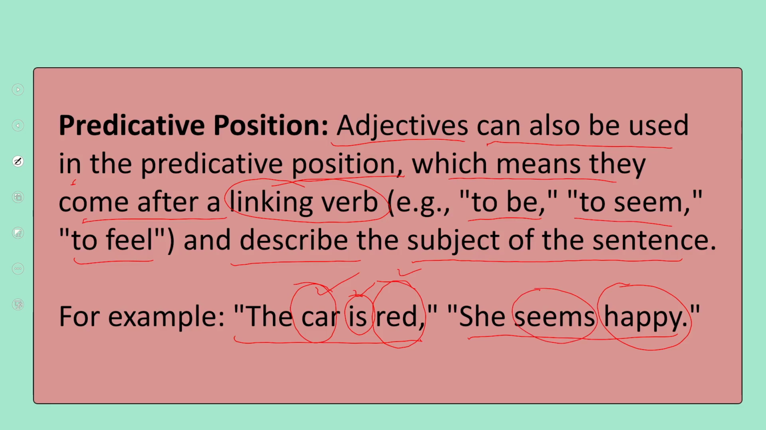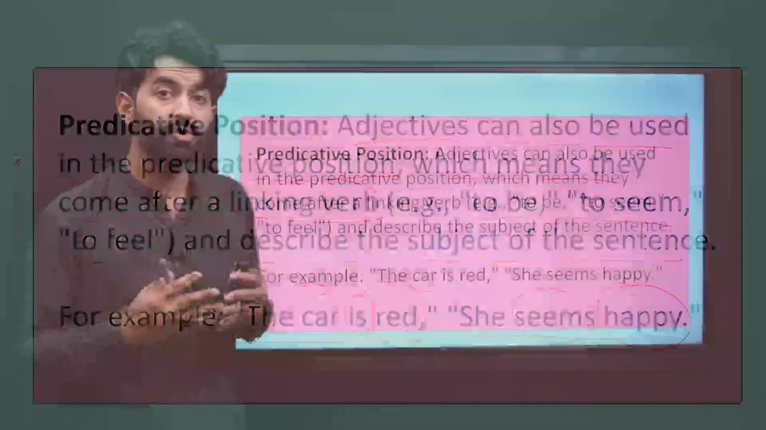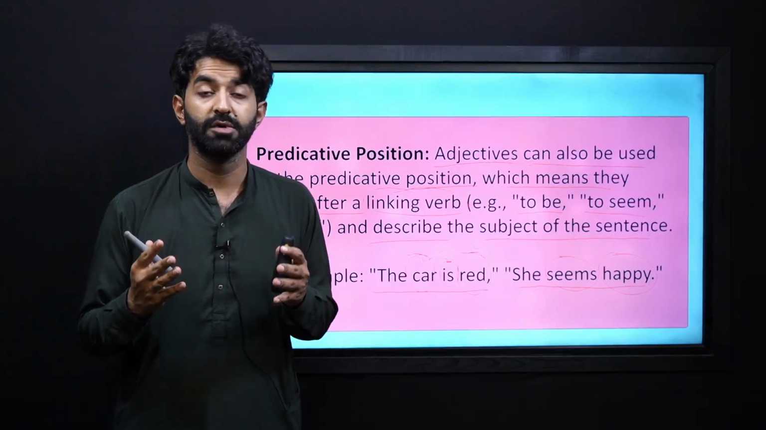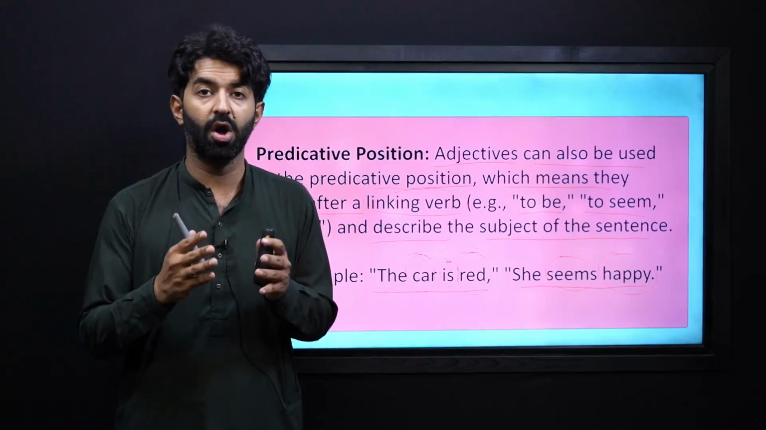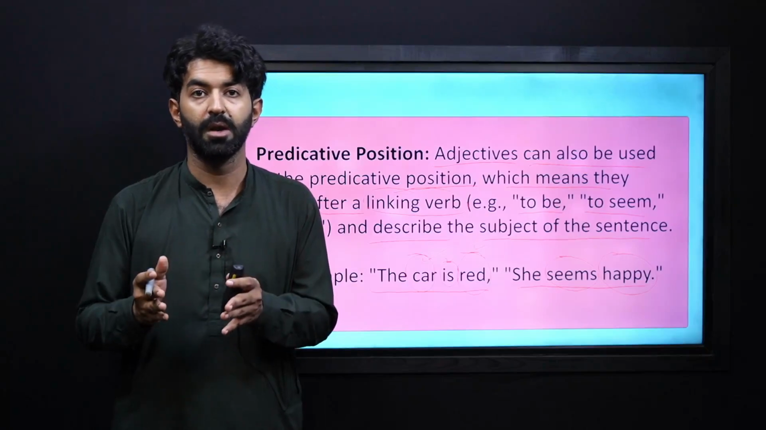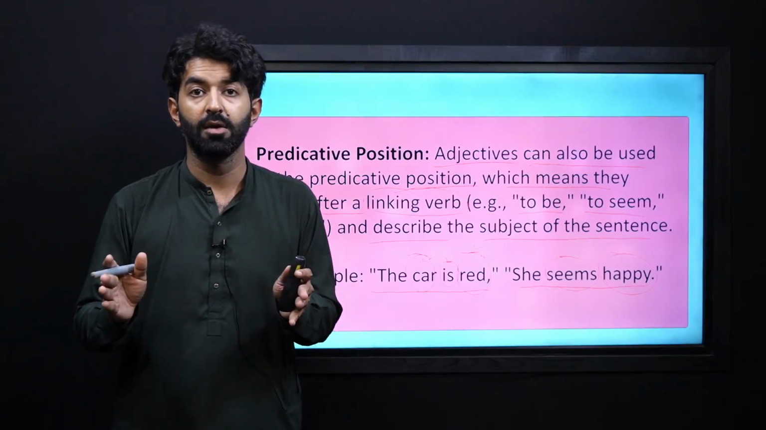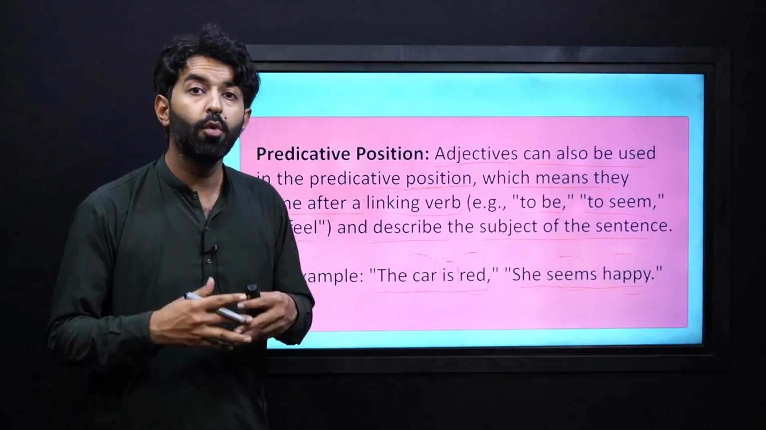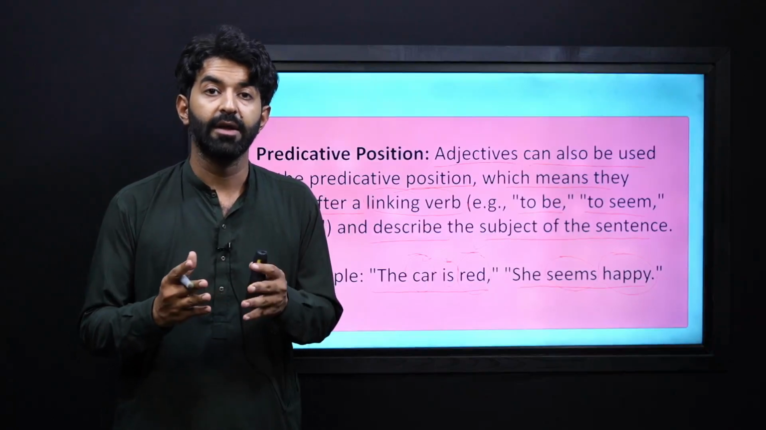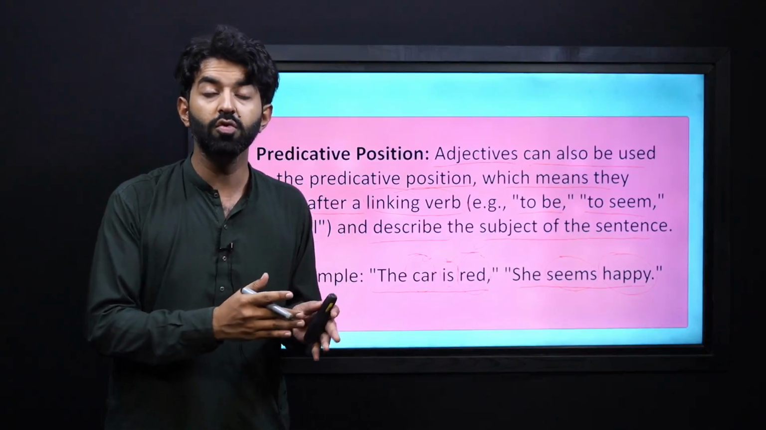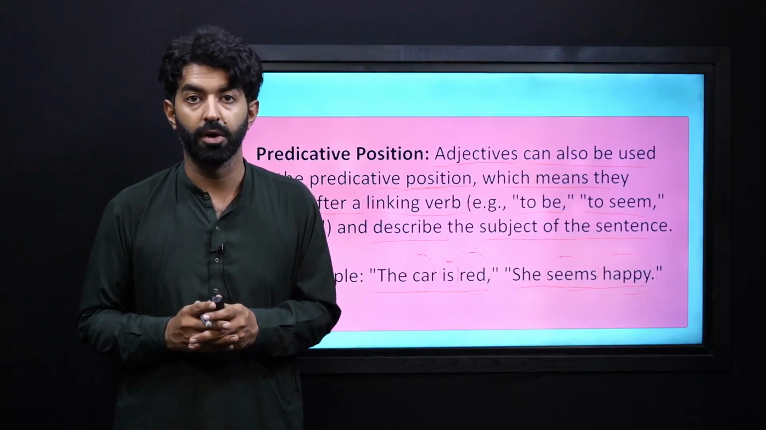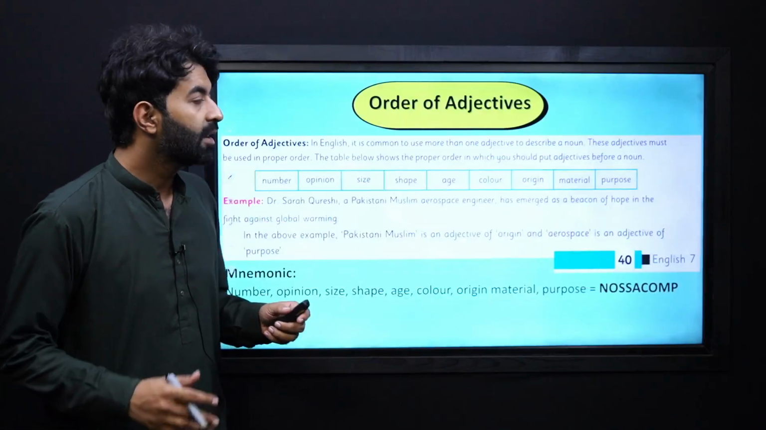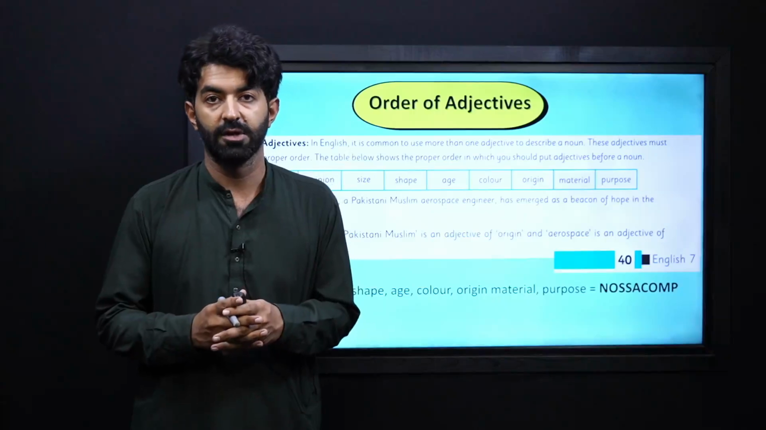And such adjectives are called predicative adjectives, because they come after your subject, in the predicate part of the sentence. There could be more than one adjective, either coming before the noun or after the linking verb. Now, let's talk about the ordering of adjectives.